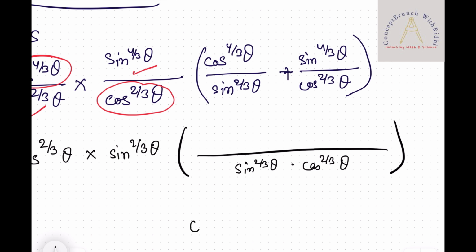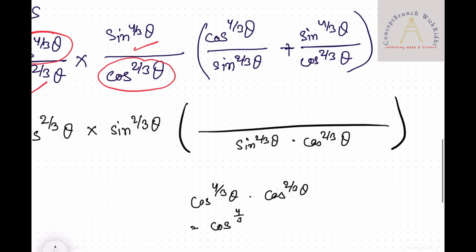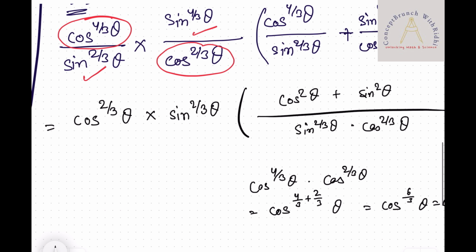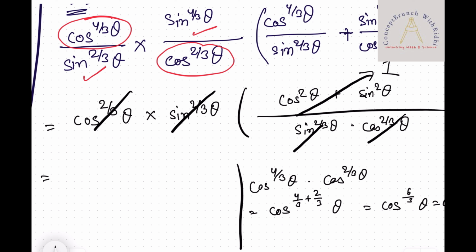Let's do that. So cos 4 by 3 theta times cos 2 by 3 theta, right? What will be? Cos 4 by 3 plus 2 by 3 theta, right? So cos 6 by 3 theta, that is cos square theta. So instead of this, we can write cos square theta, and similarly here we can write sine square theta, right? So cos square theta plus sine square theta is 1. Now simply this part we can write as 1, and this cancels with this and this cancels with this, so we can finally write 1, that is equal to your RHS.